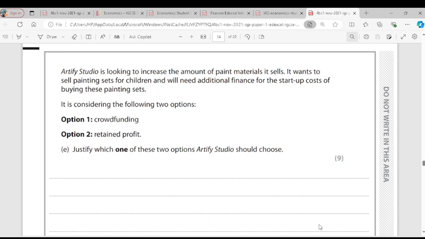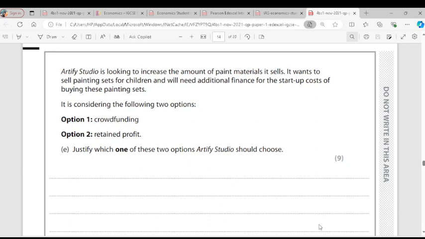But when it is crowdfunding, it is a large amount that will give you a large number of money. When a lot of people contribute small amounts of money for you, it will become a large number. Do you understand? So that's the difference between retained profit and crowdfunding.